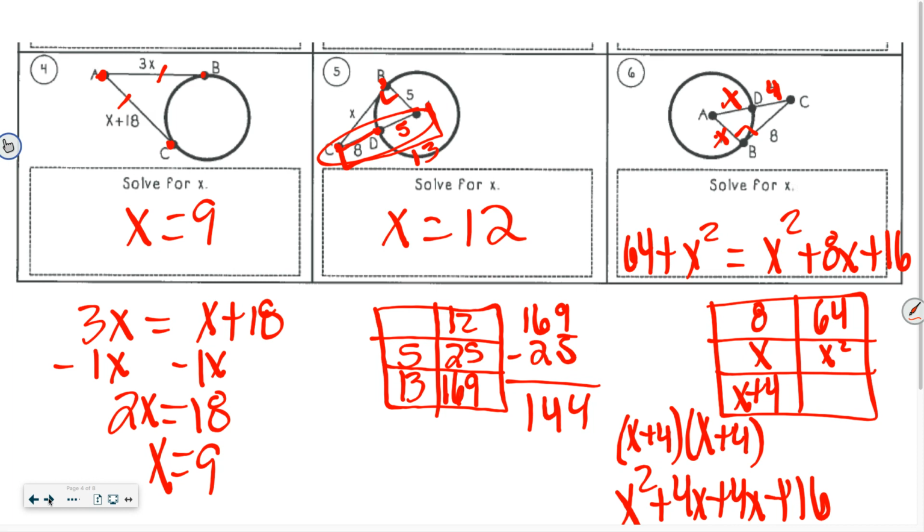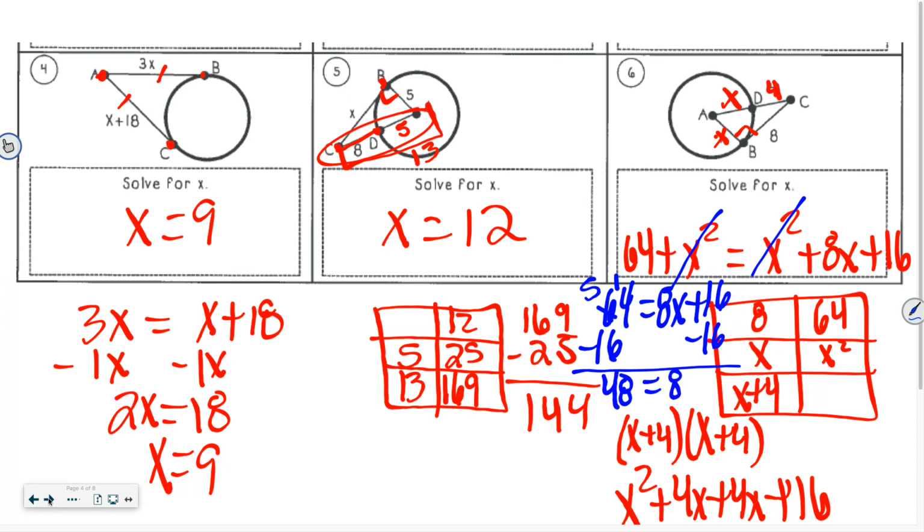Okay, if I write it like that, it might be a little bit easier for me to see how I can solve for x. When I want to solve for x now, I'm going to subtract an x squared from both sides. So now I have 64 equals 8x plus 16. I subtract 16 from both sides here, and I get 48 equals 8x. Divide by 8, and can you see how now x is going to be 6? That's how we solve that one. So that one was a little bit trickier with Pythagorean theorem because we also had to FOIL.